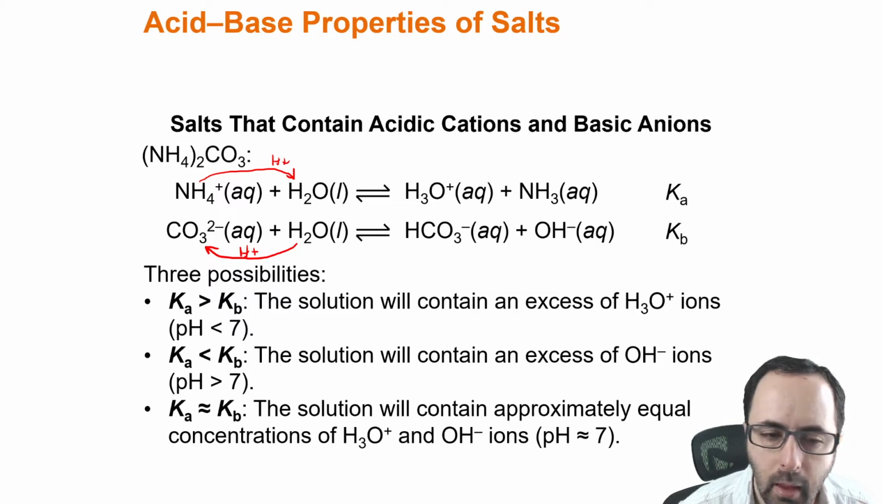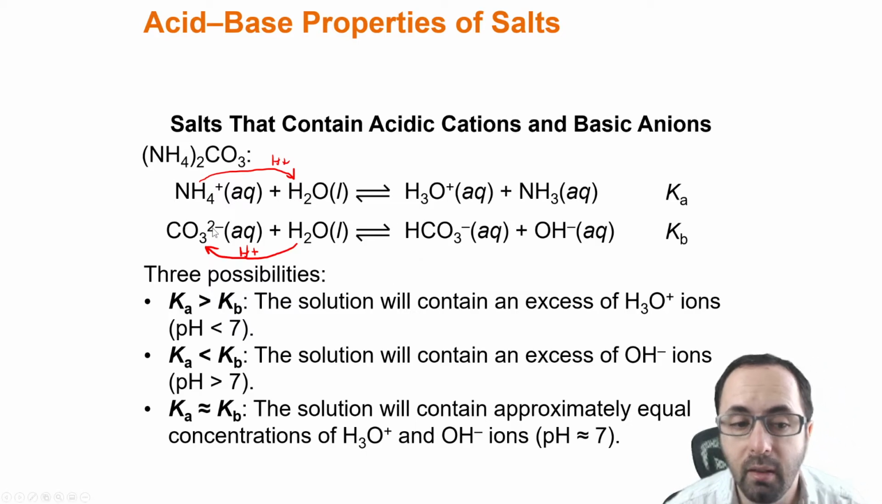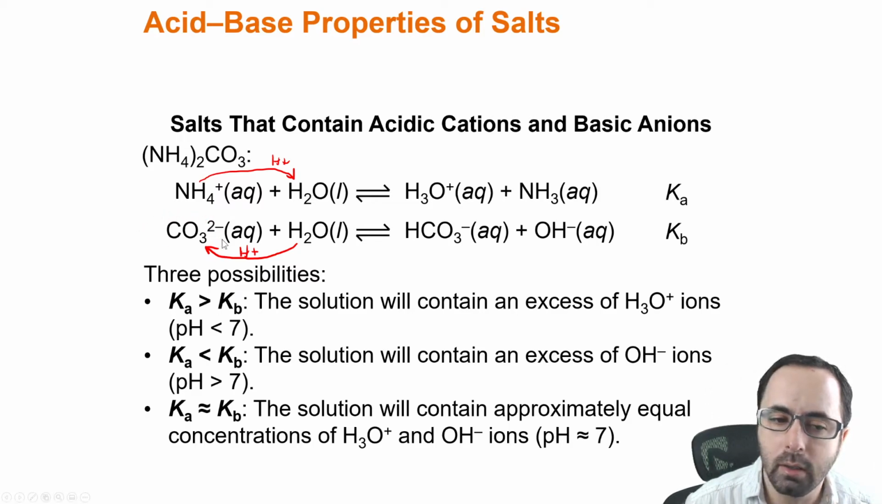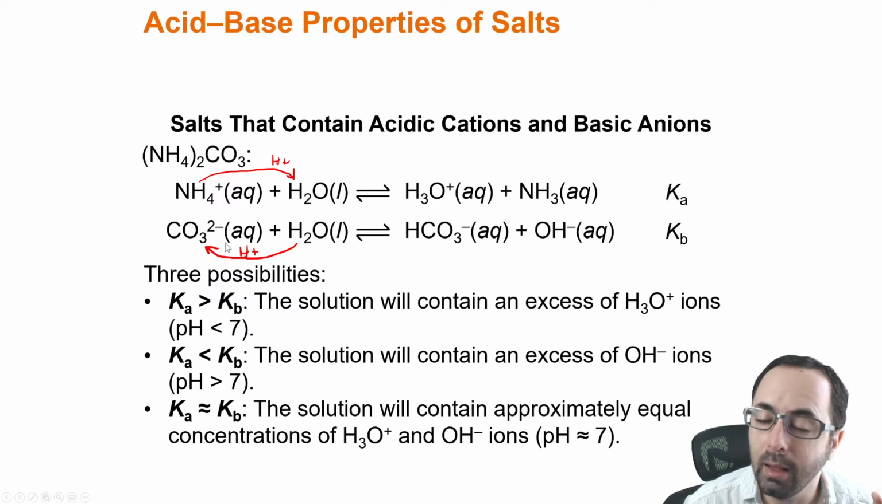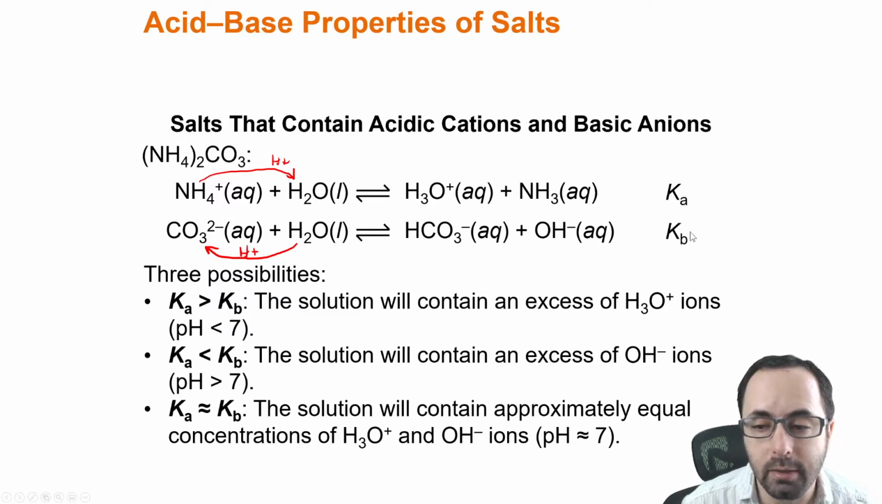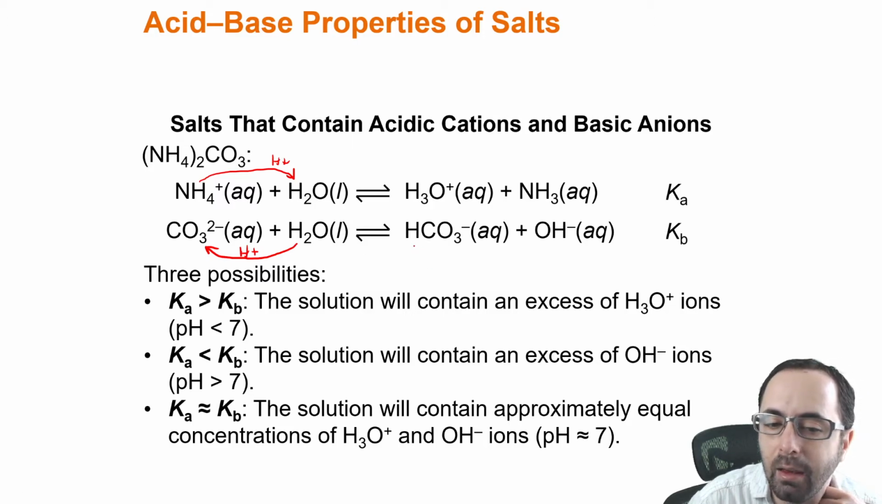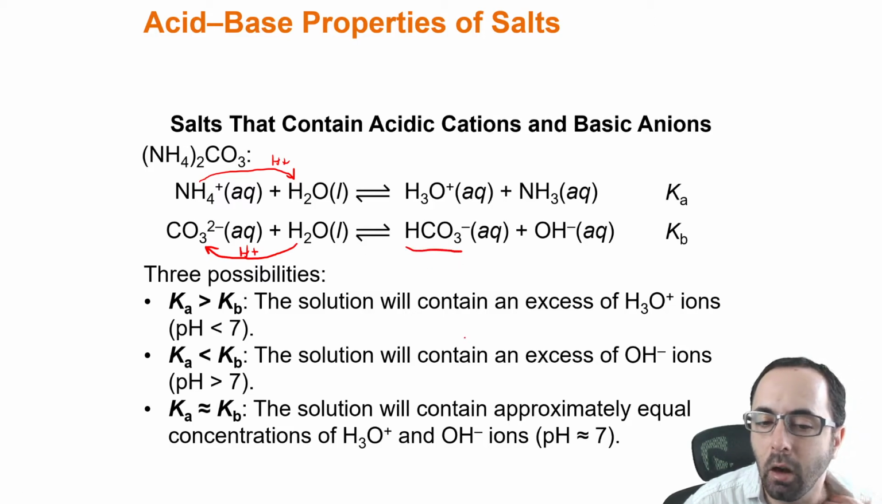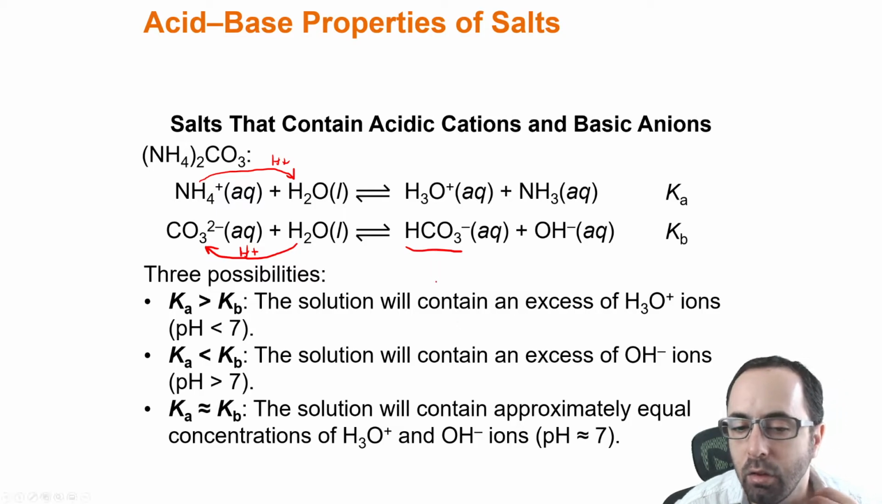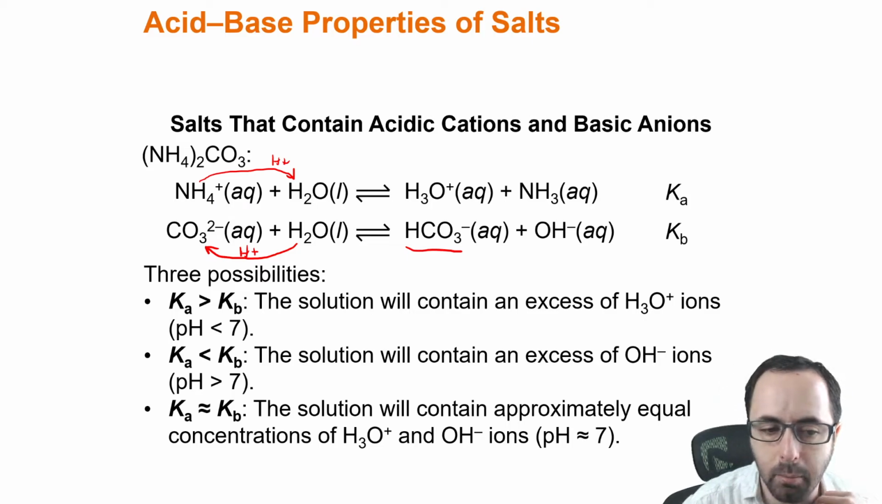Okay, and again though, this is a negative ion. Appendix C does not give us the Kb's for ions. So we're going to have to determine this based on the Ka of its conjugate acid, carbonic acid, which is in fact the Ka2 of carbonic acid. So we'll break that down on the next slide, but there's 3 possibilities here.